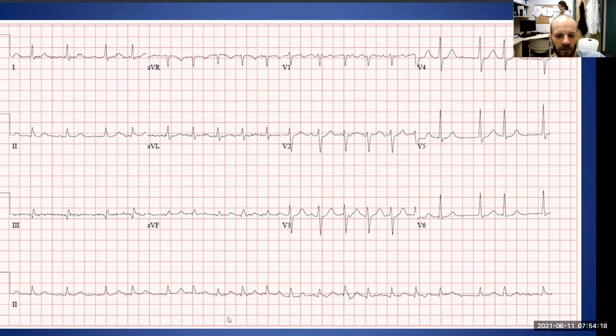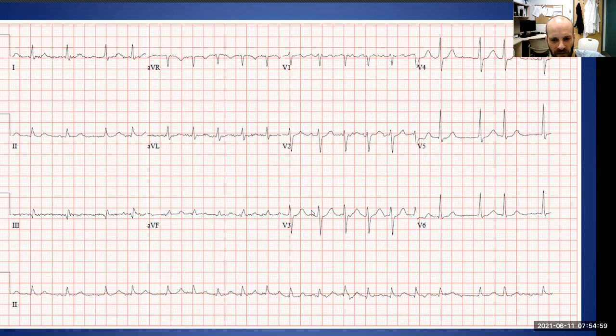So let's go through it. We're going a little bit quickly here. We could work out the rate precisely, but it's probably about 110, 120 a minute, something like that. We've got organized atrial activity. We've got narrow QRS complexes. We've got a varying RR interval. So it's sort of medium, a bit longer, a bit shorter, medium, shorter, shorter, shorter, shorter, shorter, medium. So we've got a varying RR interval, and it's irregularly irregular.